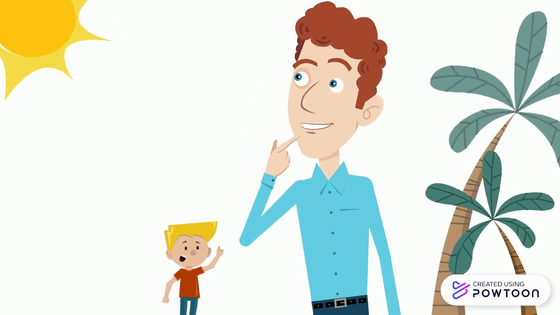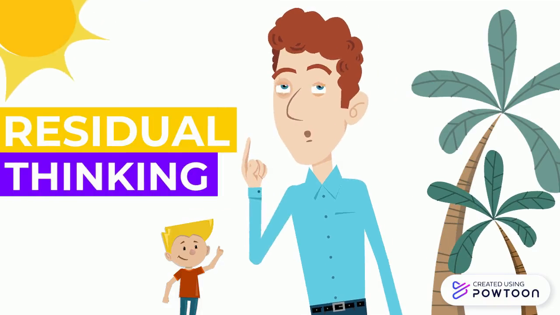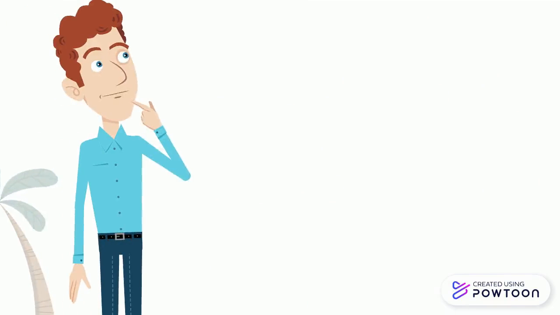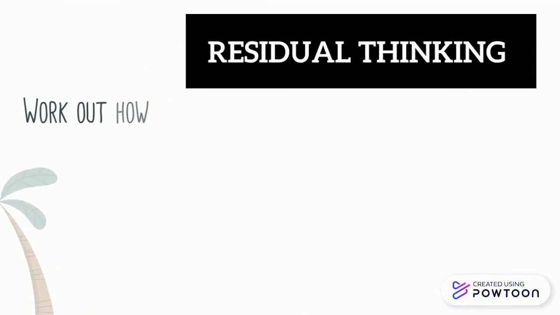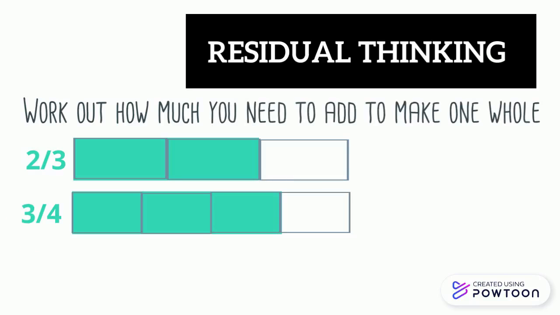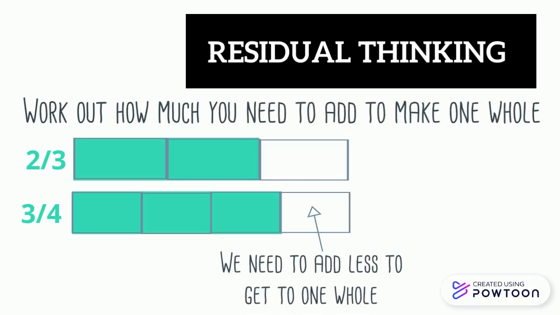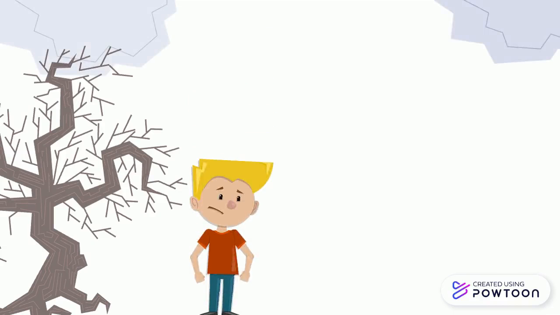If you'd like, I could tell you about another trick called residual thinking. What? Residual thinking, Timothy. Residual thinking is when we work out the residual of each fraction, or how much we need to add to each fraction to make up one whole. The fraction we need to add the least to must be the bigger fraction because it's the closest to a whole.